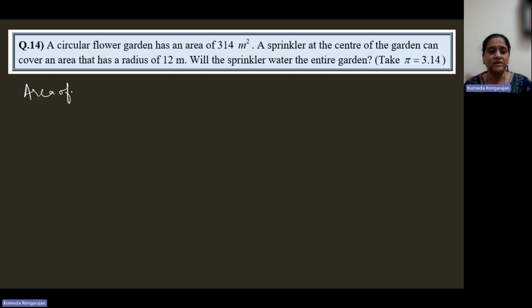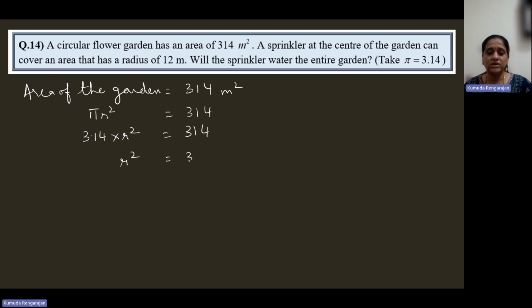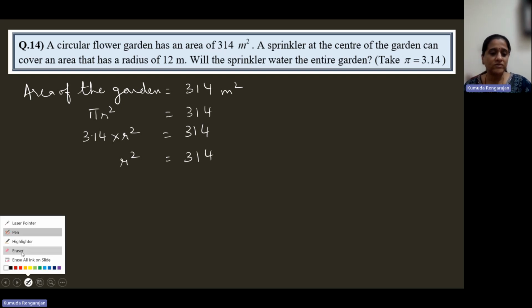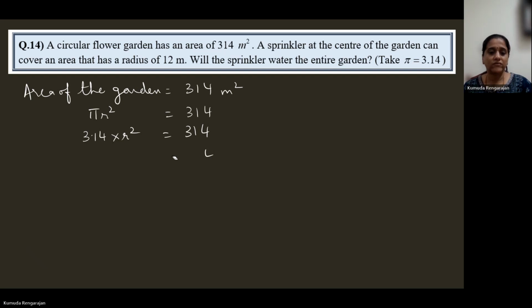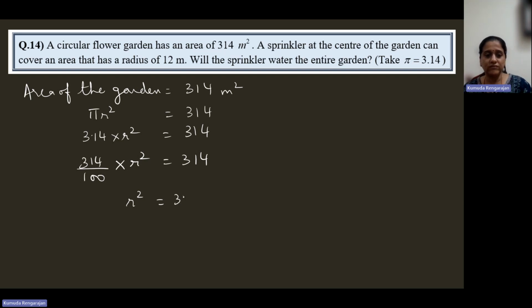Area of the garden is equal to the area of the circular flower garden, which is 314 meters square. So pi r square is equal to 314. Pi you have to take as 3.14. So 3.14 into r square is equal to 314. To make it easier, we can get rid of the decimal point. 3.14 is nothing but 314 by 100. So 314 by 100 into r square is equal to 314. This fraction will become its reciprocal on the other side, into 100 by 314.